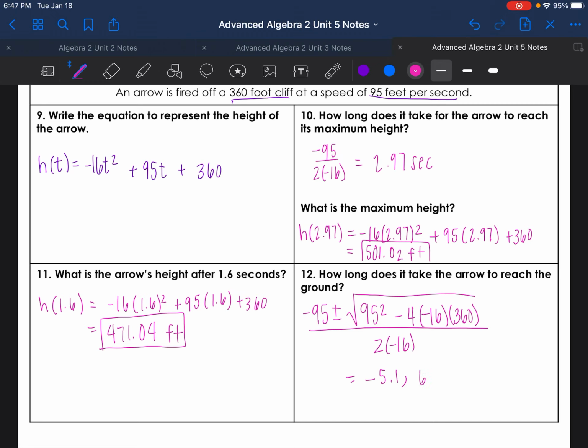With the minus, you get 6.096 or 6.1. And the one that we use is the one that's positive.